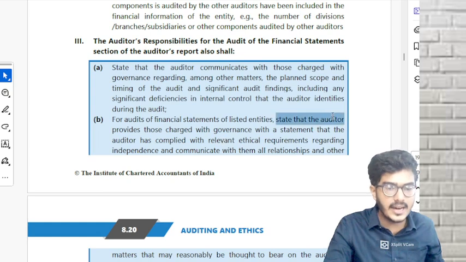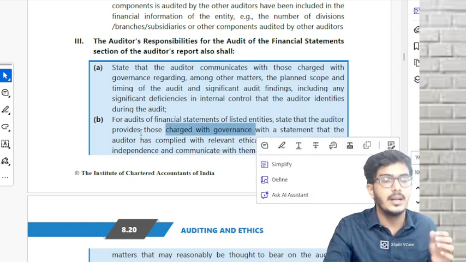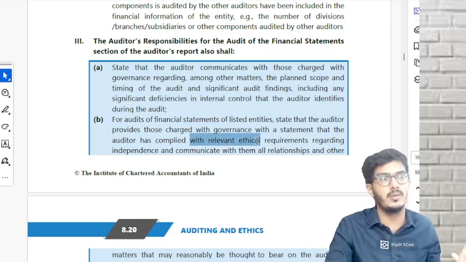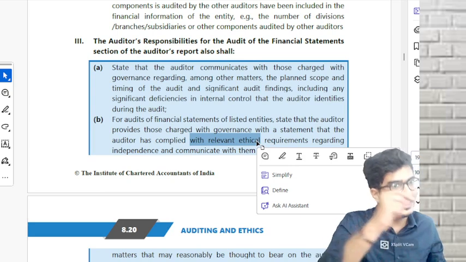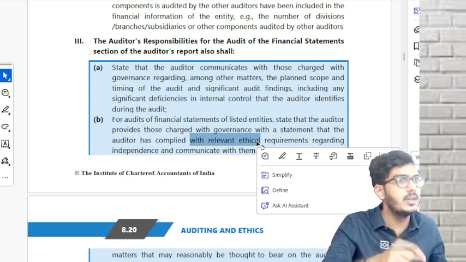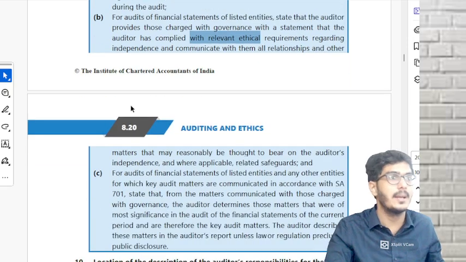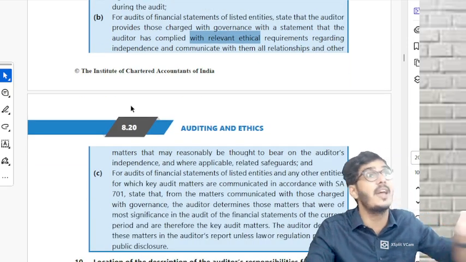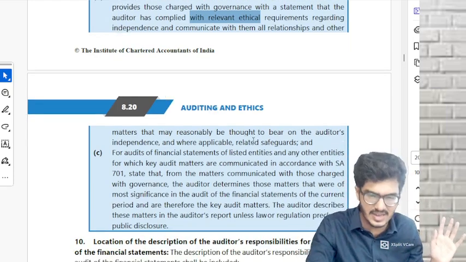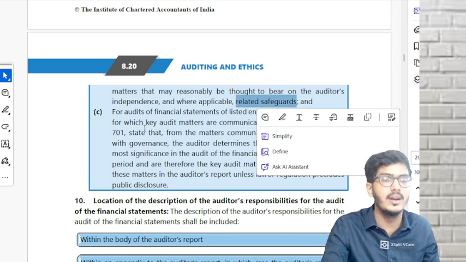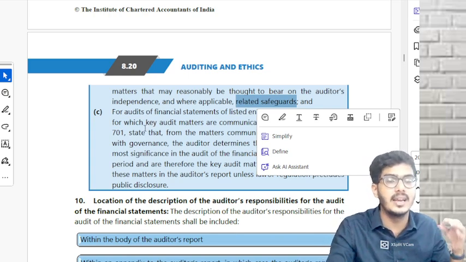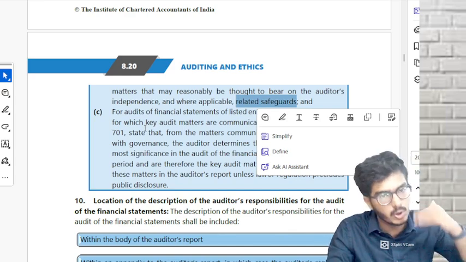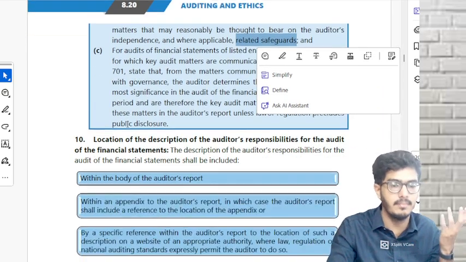Second one, state that the auditor provides TCWG with a statement that the auditor has complied with the relevant ethical requirements. Please write in the auditor's responsibility that I as an auditor have complied with all the ethical requirements including independence, and if there were any threats to my independence, I have eliminated those threats. I put those safeguards. See, the same word they have written, safeguards. And third one, key audit matters: wherever there are any key audit matters, I'm going to communicate those key audit matters also to the TCWG and the management.